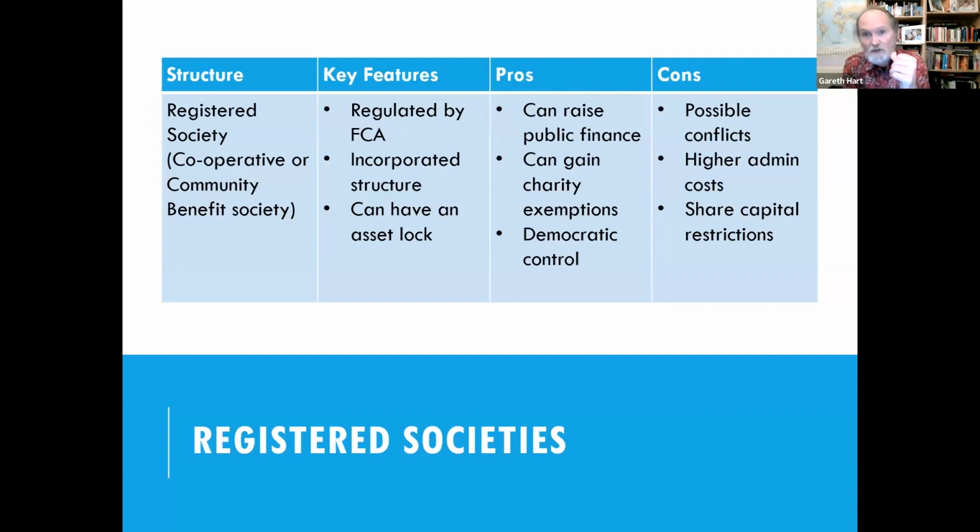They usually have an asset lock, and they have the ability to raise money in the public domain through shares. You can also get charity exemptions on some of these, which is really great, because then you get the charity tax breaks with slightly less of the headaches of a normal charity. You become what's called an exempt charity. And you also have democracy at the heart of it: one member, one vote, regardless of the amount of money you've put in.